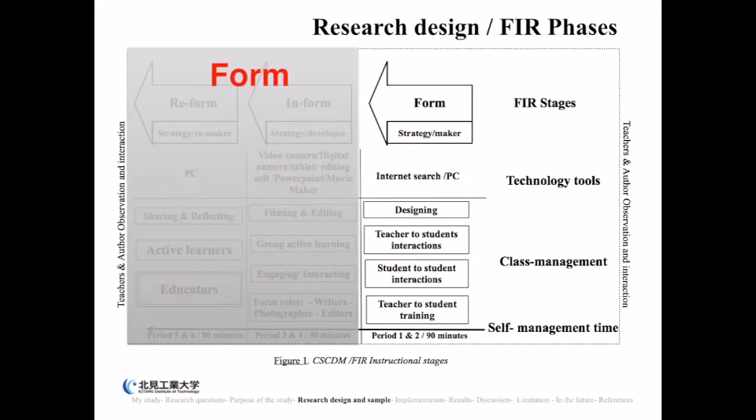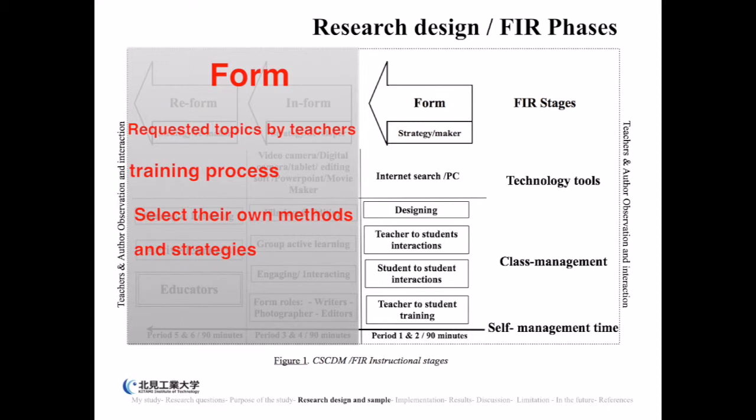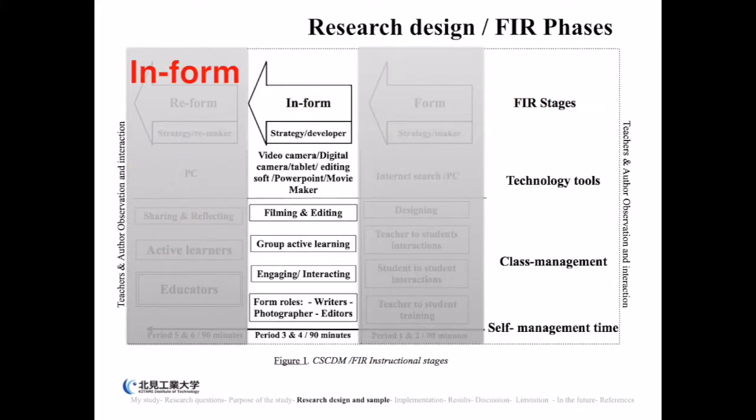In form phase, students are provided the opportunity to develop requested topics by the teacher in order to be engaged in training process. Students connect between past and present learning, also focus students' thinking on the learning outcomes. This stage provided the opportunity for students to select their own method and strategy of developing their contents right after the training course. The inform phase, which is the strategy developing phase.